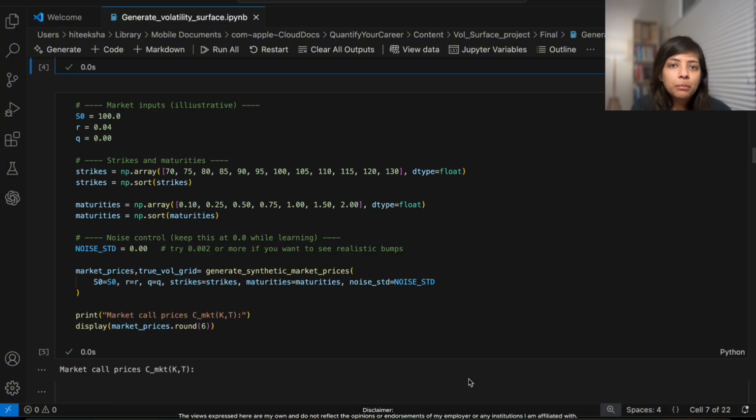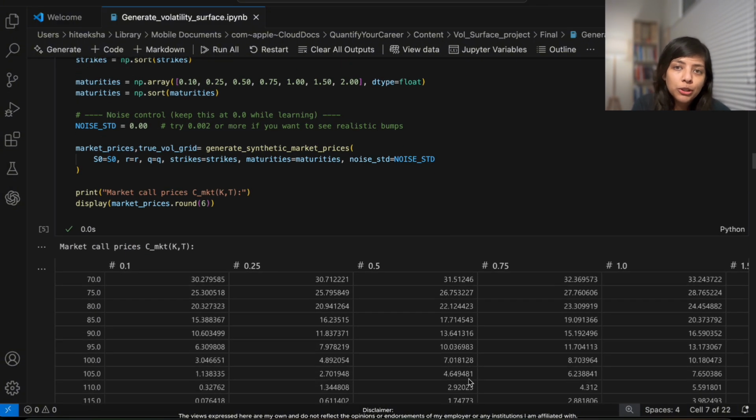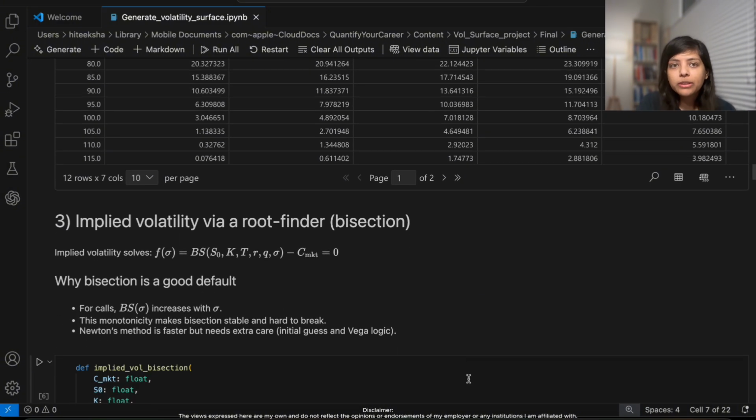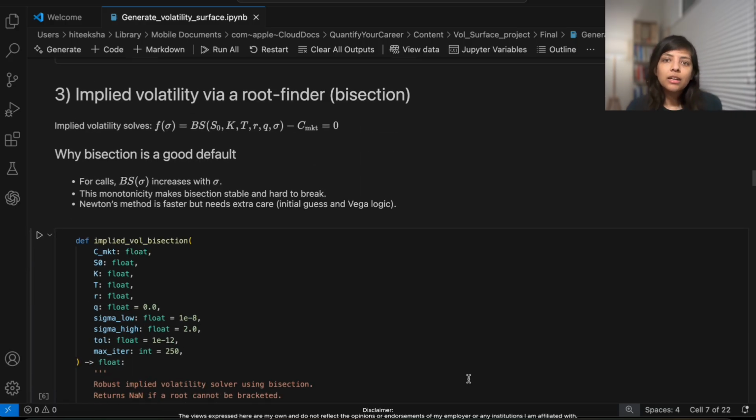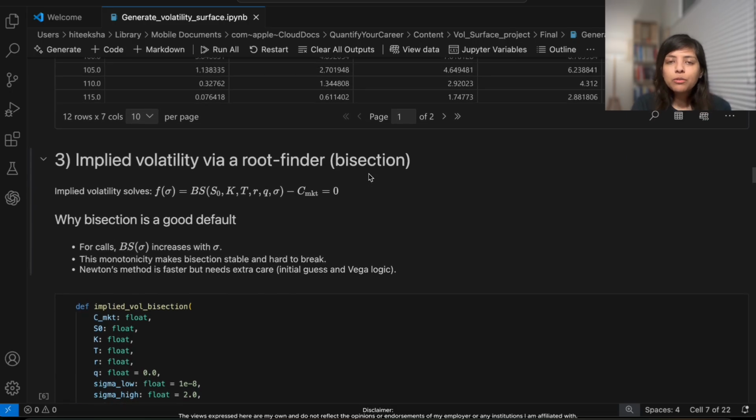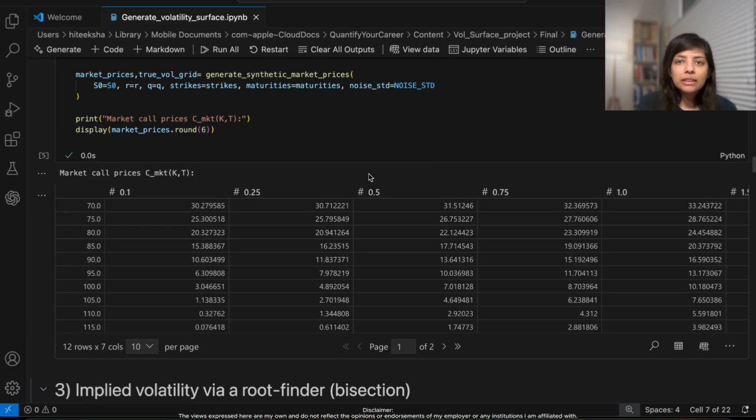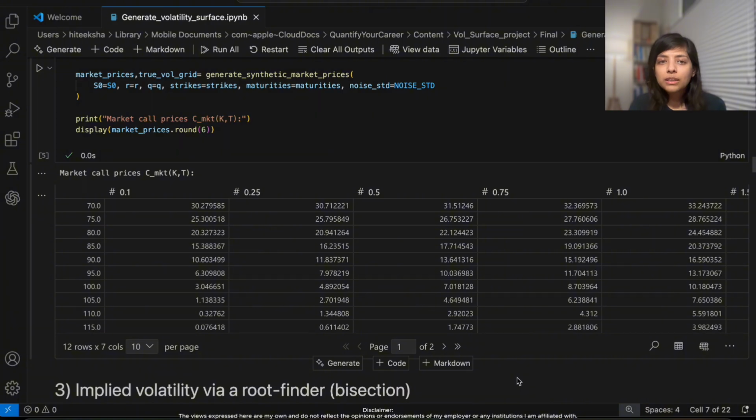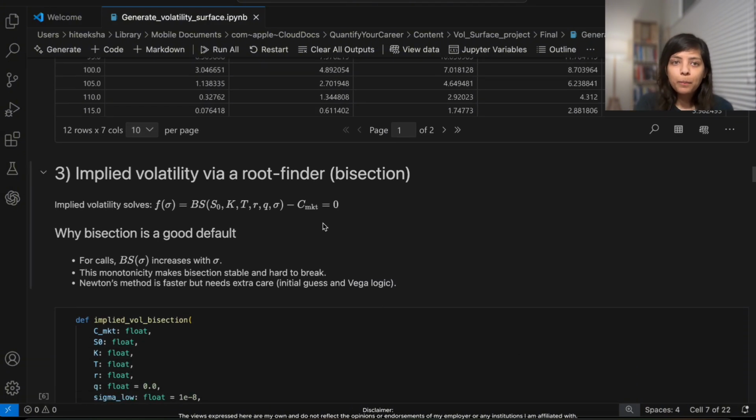Let's get to the main part, the real core of this project. We need to find implied volatility. And here's the key insight. For each option in our table, we have a market price. Let's call it C market. And we want to find the volatility such that when we plug it into Black-Scholes, the price that comes out matches C market exactly. In other words, we want Black-Scholes price with sigma to equal C market.